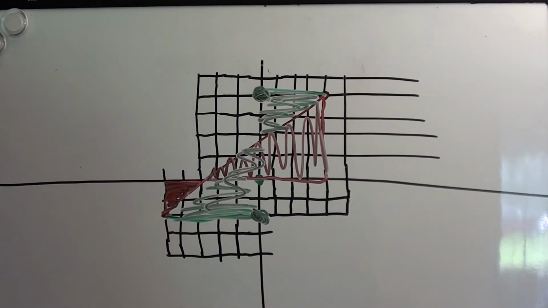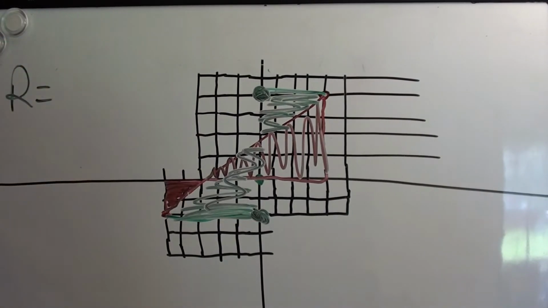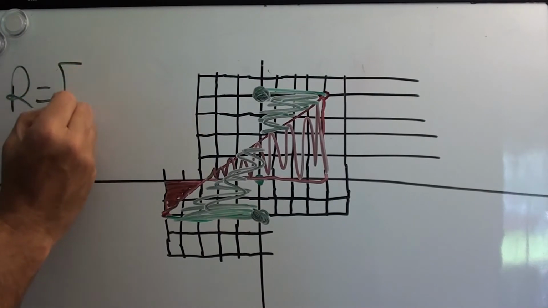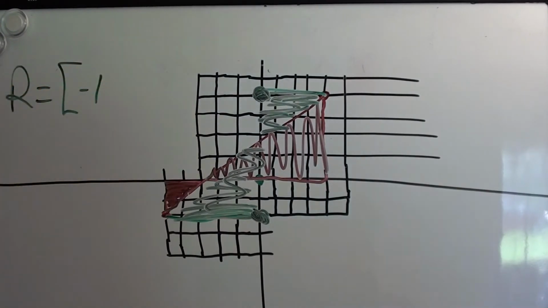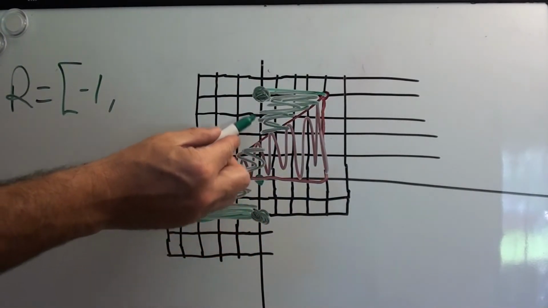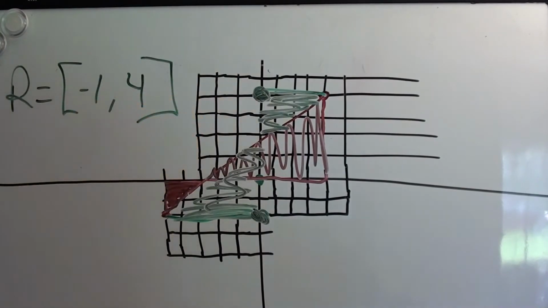So how would we list that? Well, now we're looking at the range equals. Now, that's a -1. We're going to include -1, right? So we're going to put that square bracket there. Okay? And we're going to put a comma and a continuous beep up to 4. And it does include 4.